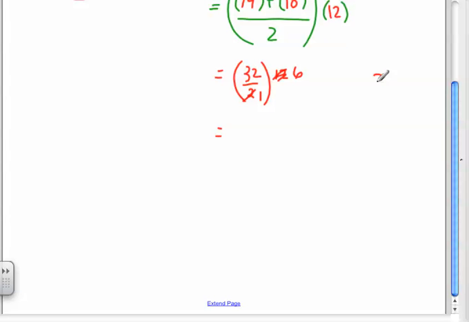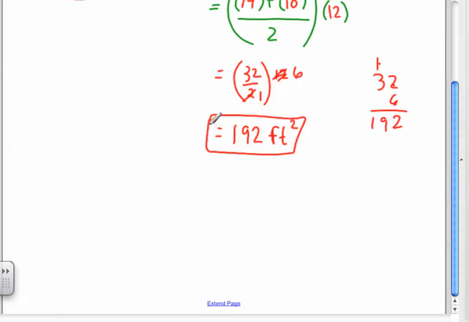Or I could use this little algorithm that you guys use all the time. 6 times 2 is 12. Carry my 1. 6 times 3 is 18, and 1 is 19. So 192 feet squared.